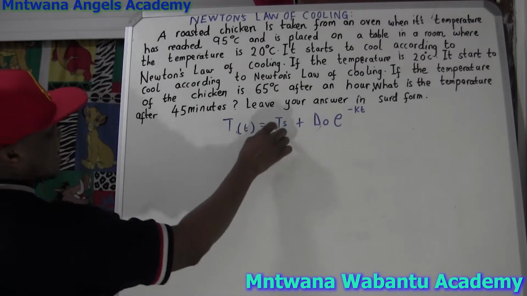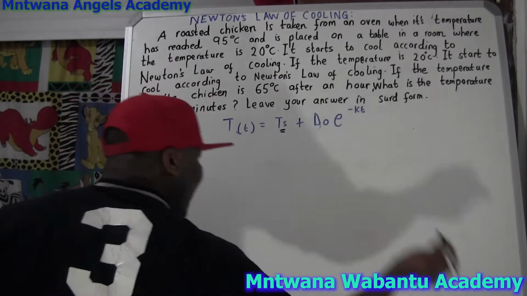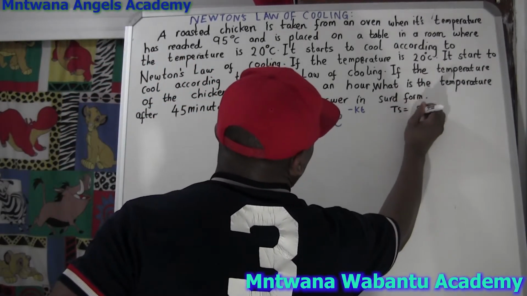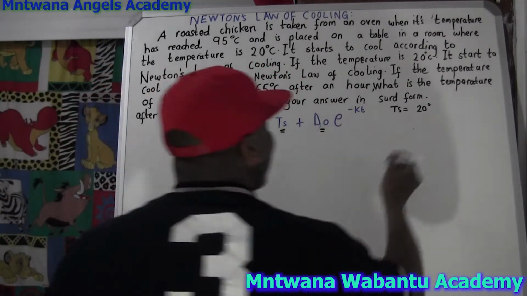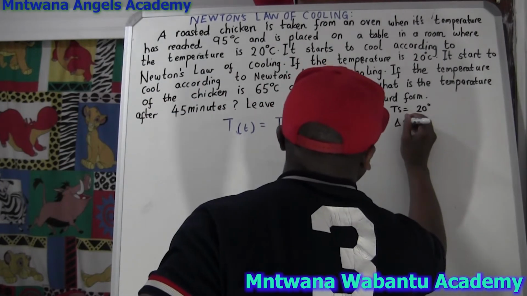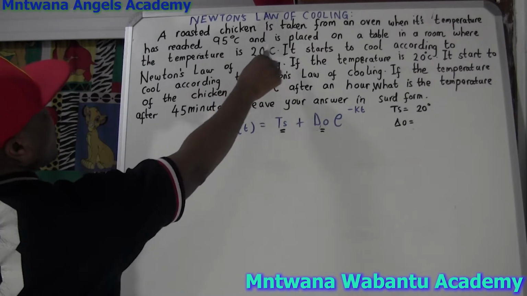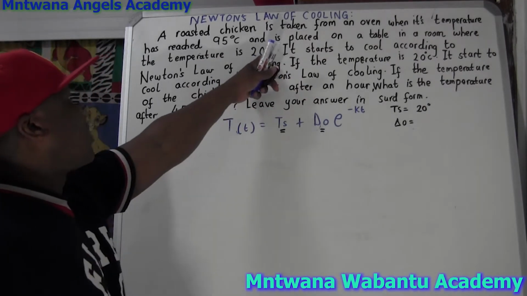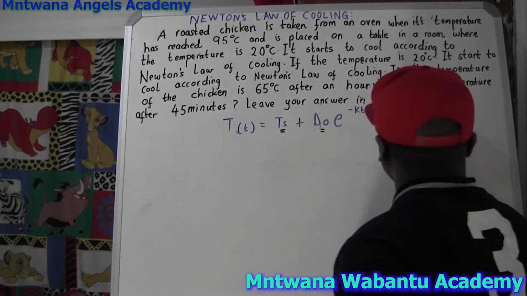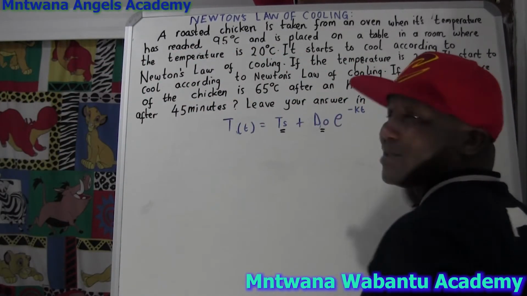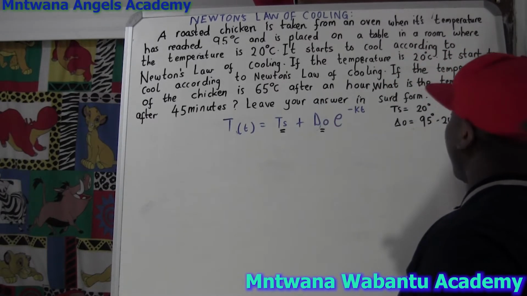Ts is the room temperature, which is 20. So Ts equals 20 degrees. What about D naught? This is the change in temperature. We take the actual temperature of the chicken when it comes out of the oven, which was 95, and minus the room temperature of 20, which gives us 75 degrees. So this is what we have.